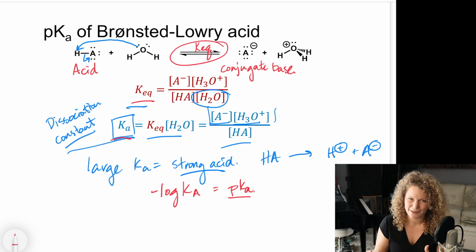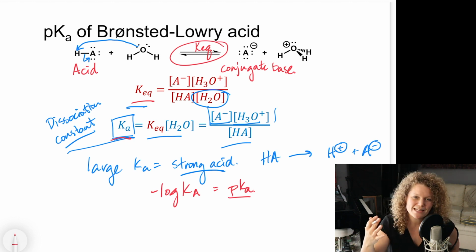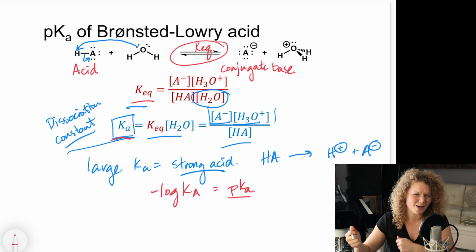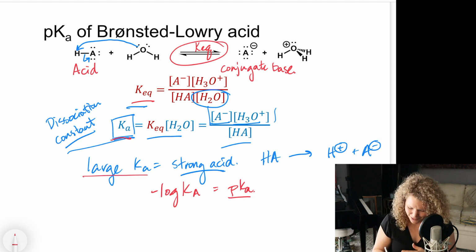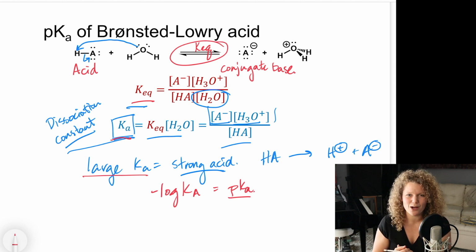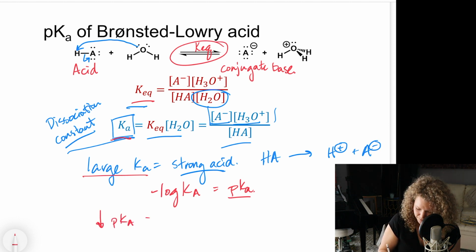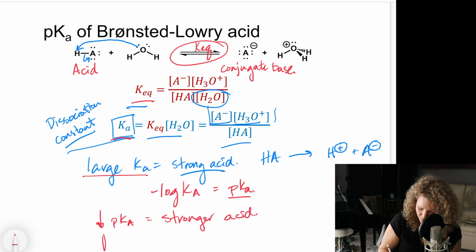And this then is in numbers that are easier for us to manipulate and to compare. Because we take the negative log of our Ka, the relationship between pKa and strong acid is now kind of flipped. So before I said large Ka is strong acid. Well, we take the negative log of that Ka. So a small pKa means it's a stronger acid, and a large pKa means it's a weaker acid.